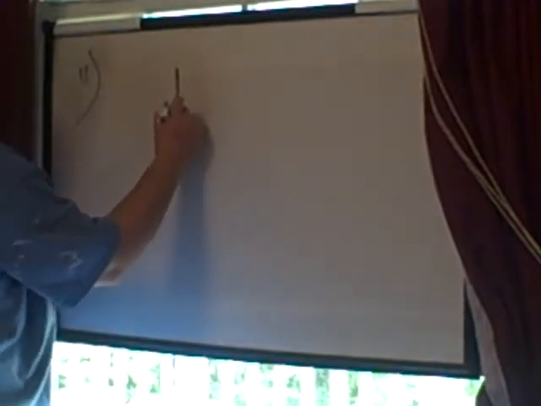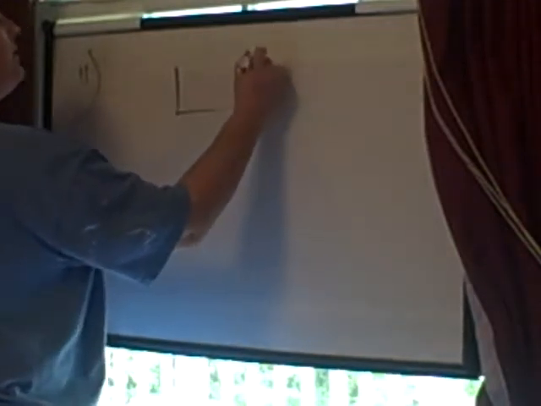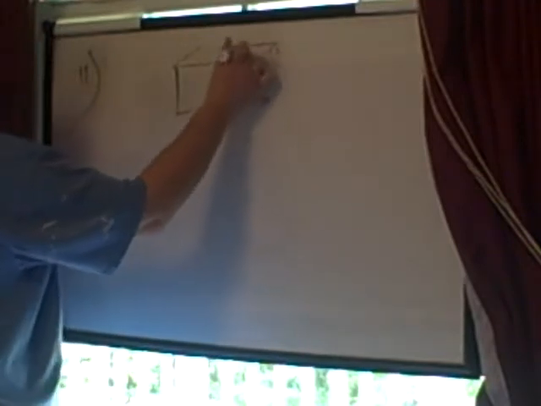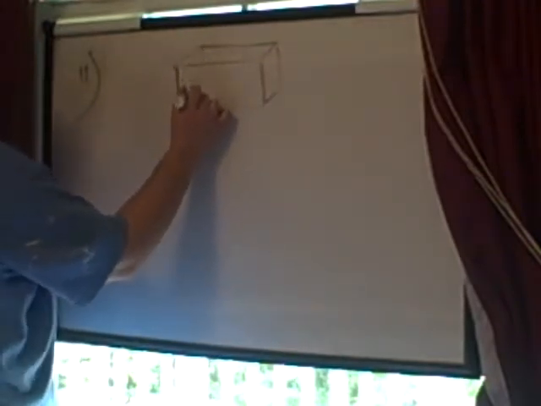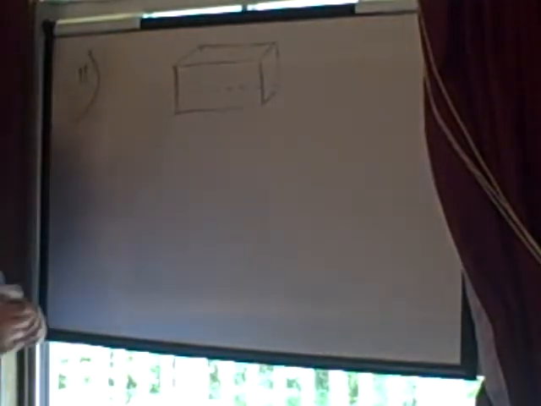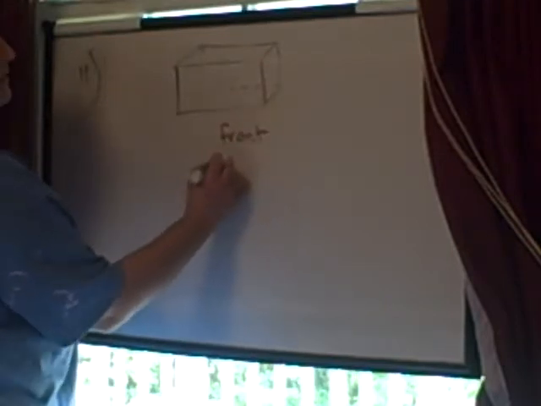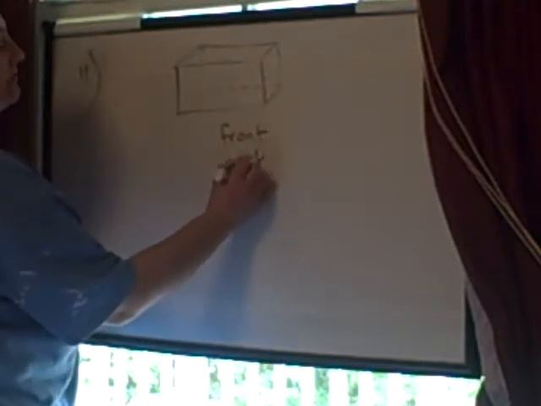Number 11 refers us to a rectangular prism, and it asks us to find the surface area of the rectangular prism. The easiest way to find the surface area of this rectangular prism is to identify the 6 faces. It has a front, which is the same as the back.